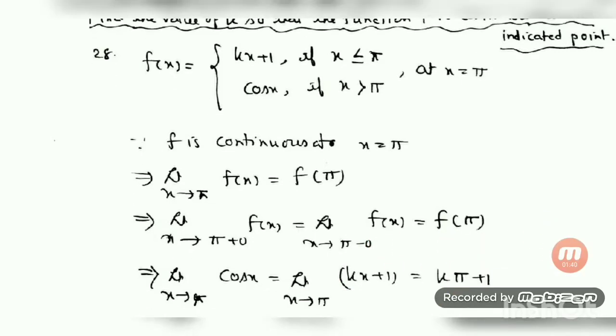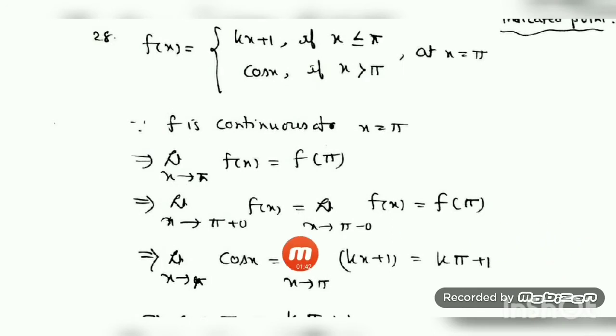Now let us substitute the corresponding values. What is the value of f(x) for x greater than π? It is equal to cos x, so I have written limit x tends to π of cos x. After this, for π minus 0, that means slightly less than π, the value of f(x) is kx + 1, so I have substituted limit x tends to π of kx + 1. And what is f(π)? Since x equal to π is covered by the first definition, it will be kπ + 1.